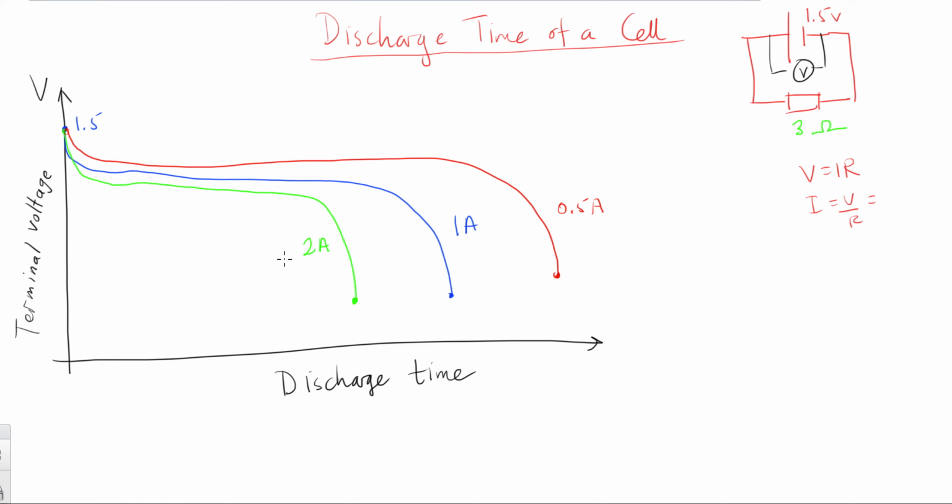So the features of this graph which you have to know is that there's a sudden drop in the beginning, and then roughly a flat curve, and then a sudden dip at the end. And the factor that can affect the discharge time is the higher the current, the shorter the discharge time. And the reason why we have a change in the terminal voltage is due to an increase in the internal resistance in the cell over time.